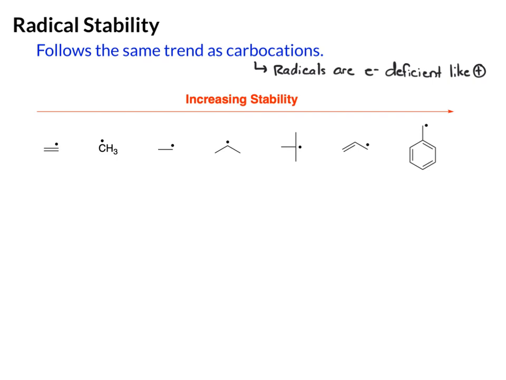Here I have a series of radical intermediates in order of increasing stability. And here at the very bottom, the least stable is when we have a radical on a double bond. This is a vinyl radical. We've talked about the vinyl cation as being incredibly unstable, and the same is true for the vinyl radical. Then a little bit more stable than that is to have a radical on a methyl group. So this is our methyl radical.